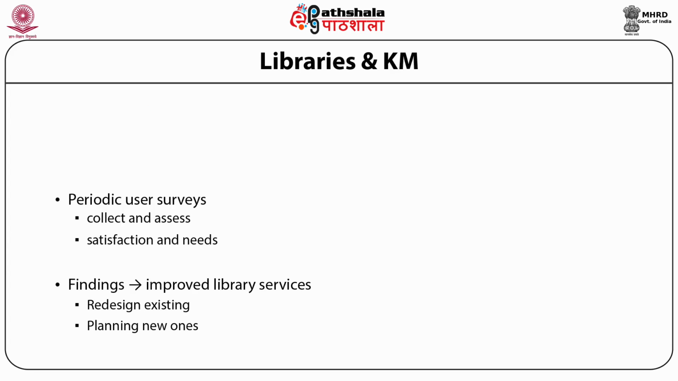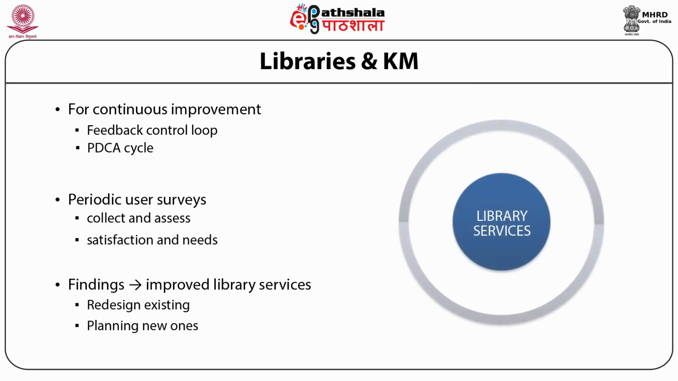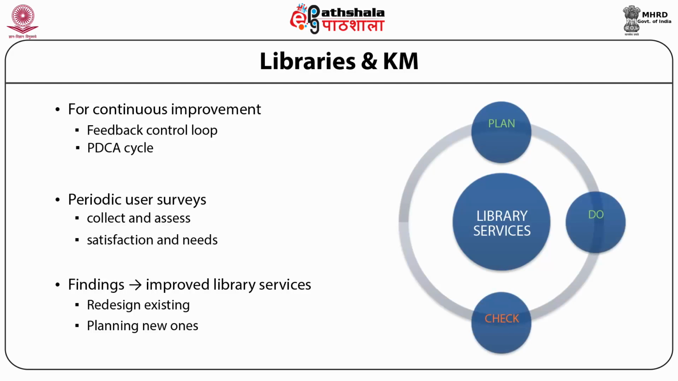Every program which is implemented in an organization needs continuous improvement over a period of time. The two interchangeable and interlinked methods for continuous improvement are having a feedback mechanism following the feedback control loop, and the PDCA cycle. What does PDCA cycle stand for? The PDCA cycle stands for planning, doing, checking, and acting.